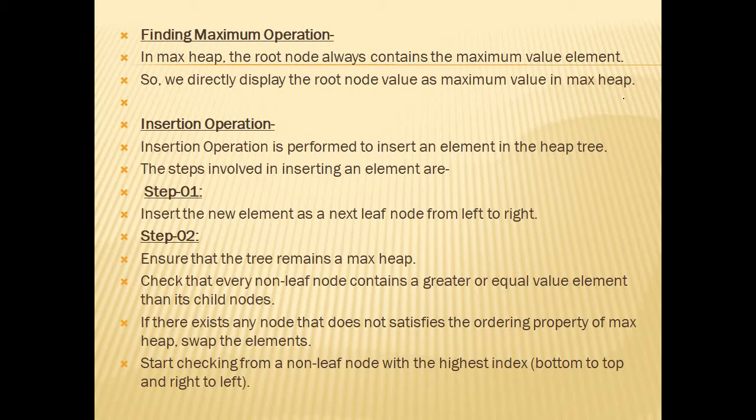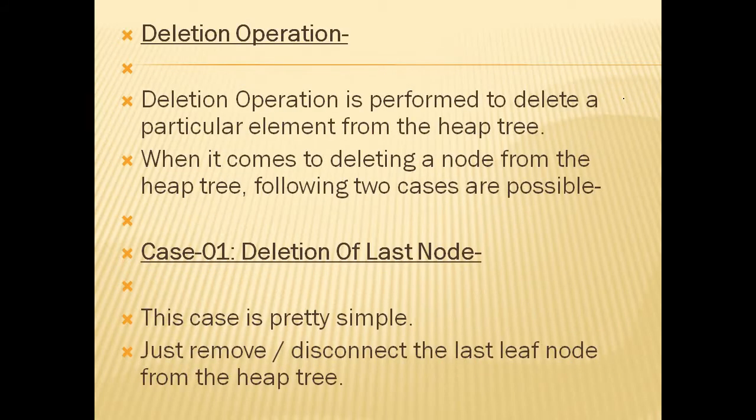So the delete operation. The delete operation is performed to delete a particular element from the heap tree. When it comes to deleting a node from the heap tree, there are two cases. The case one is deletion of the last node. When you are going to remove a leaf node, we can directly remove it. We don't need any additional checks. Directly we can remove the leaf node.